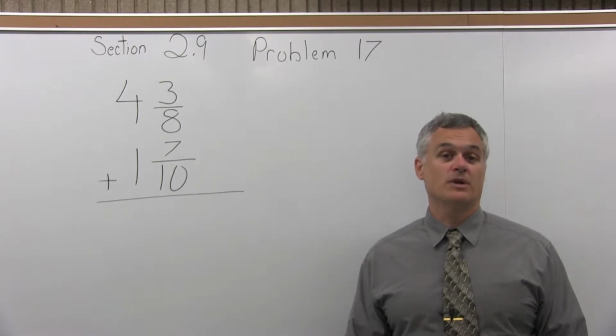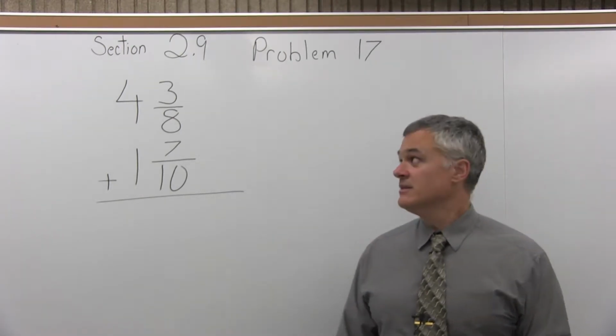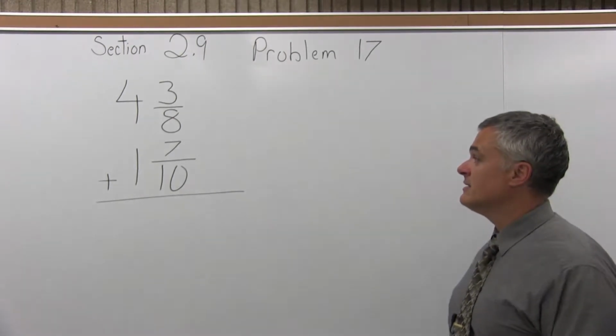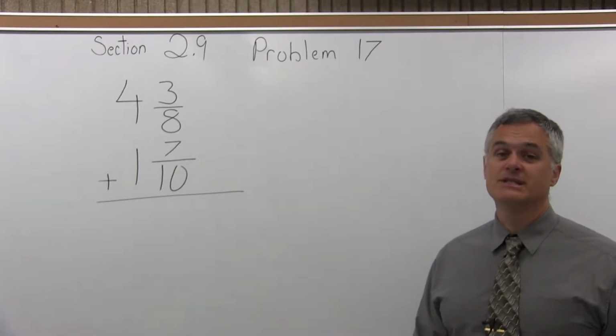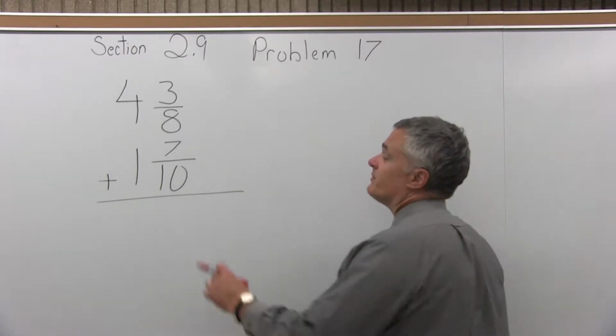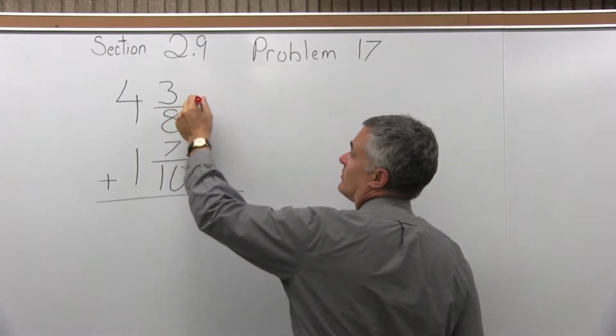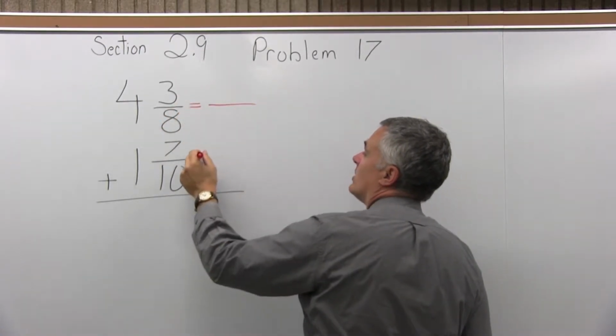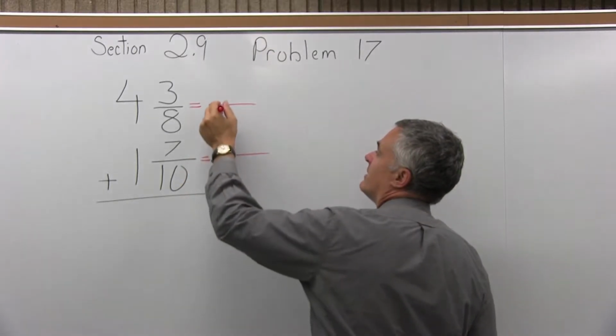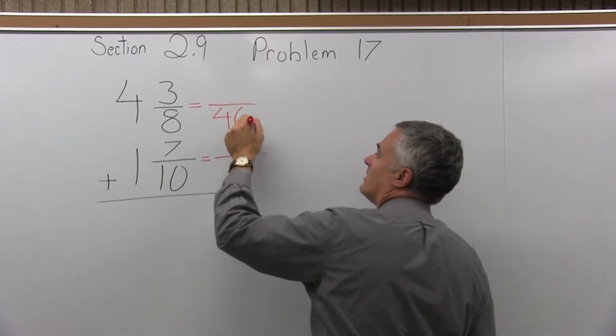This is Section 2.9, Problem 17. We have 4 3/8 plus 1 7/10. So, in order to add these fractions, we need a common denominator for 8 and 10. Of course, 80 will work, but it's not really the best bet. A better common denominator is 40.